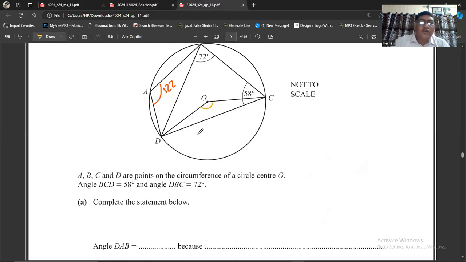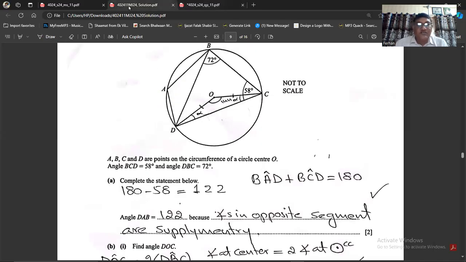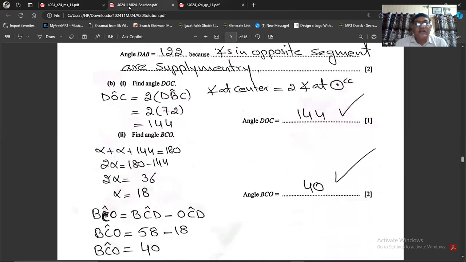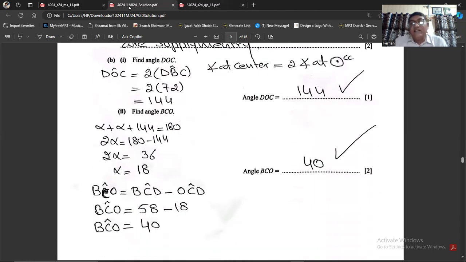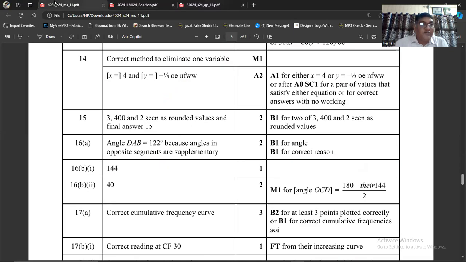If you look at the chord DC, the 72 is the angle subtended by the chord DC on the circumference, and the DOC is the angle subtended by the chord DC at the center. The angle subtended at the center by the chord is 2 times the angle subtended by the chord at the circumference. So the angle DOC will be 2 times the angle DBC. So 2 into 72, and that is 144. 144 is the right answer, sir.